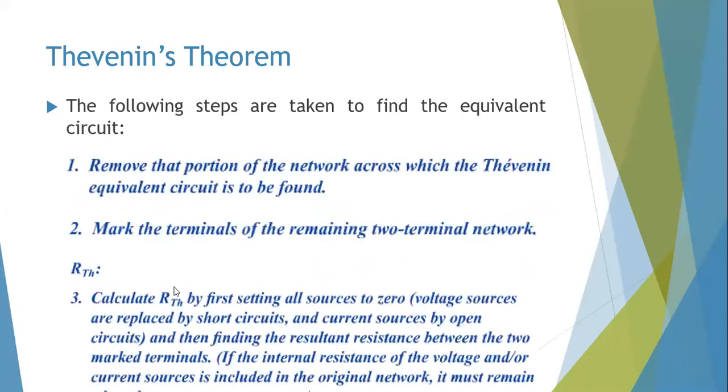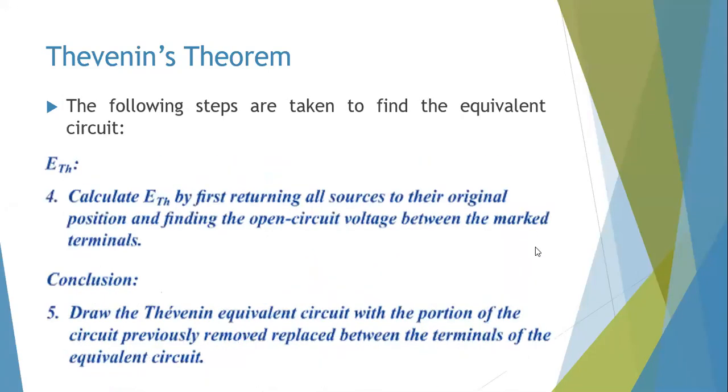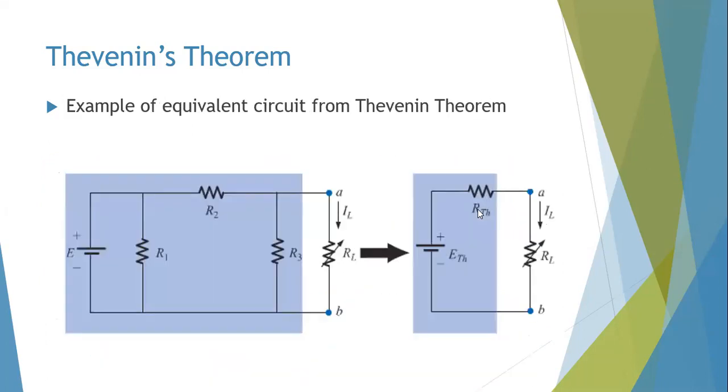So we've seen steps 1 to 3 till now. The fourth step is to find ETH. ETH is found by, of course, putting back all your sources, because you get a voltage drop across the terminals A and B because of the voltage source. So next step, you put back all your sources and you have to find what voltage you will measure across A and B.